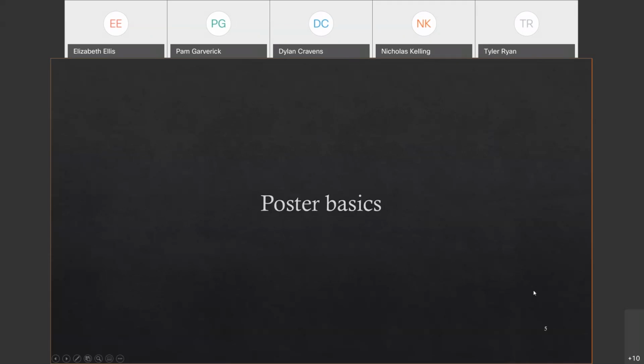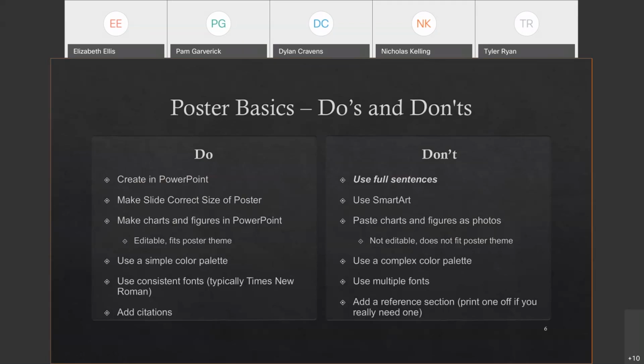So that's my opening spiel about, these aren't hard and fast rules. These are just general guidelines. So let's talk about some poster basics. We're going to talk about some do's and don'ts.